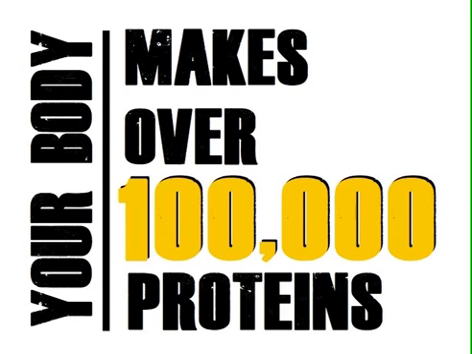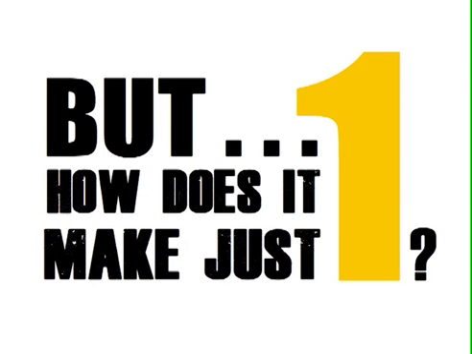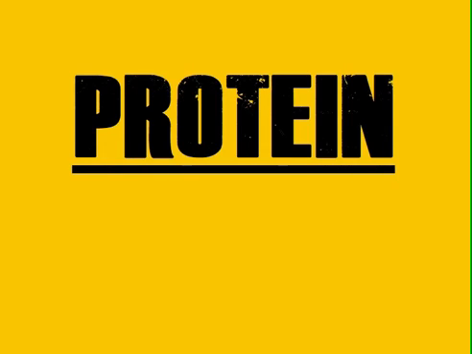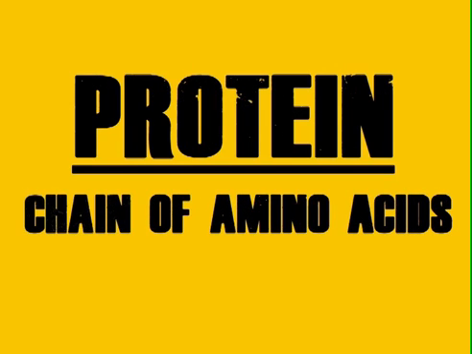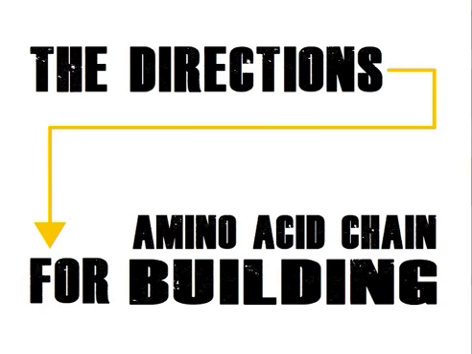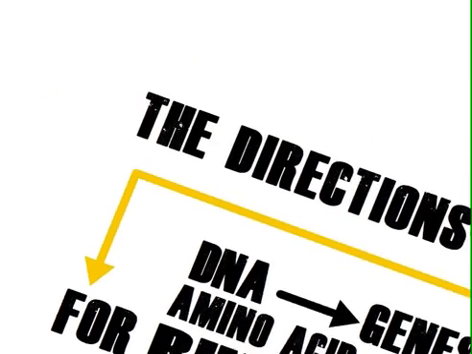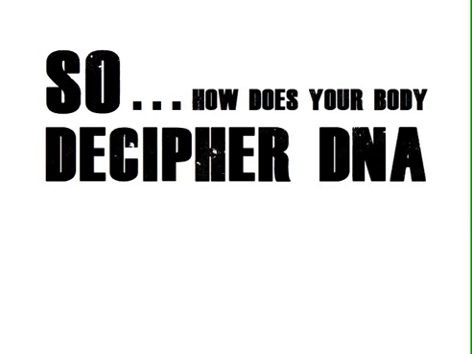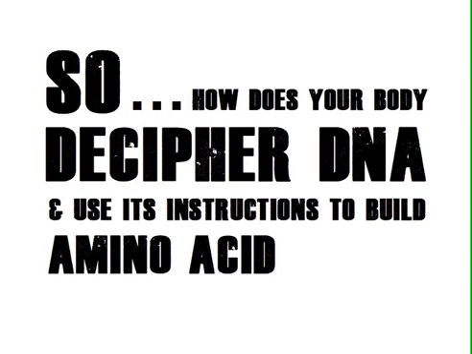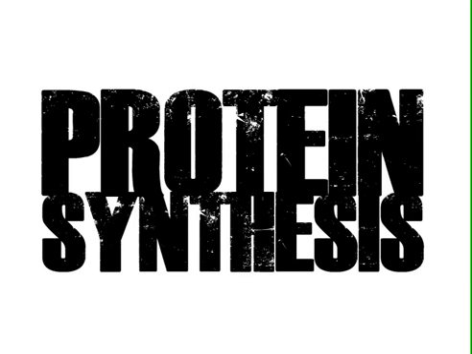Your body makes over 100,000 proteins. But do you know how it makes just one of these proteins? A protein is made up of a chain of amino acids. The directions for building these amino acid chains are found in sections of DNA called genes. So how does your body decipher DNA and use its instructions to build an amino acid chain? It uses a process called protein synthesis.